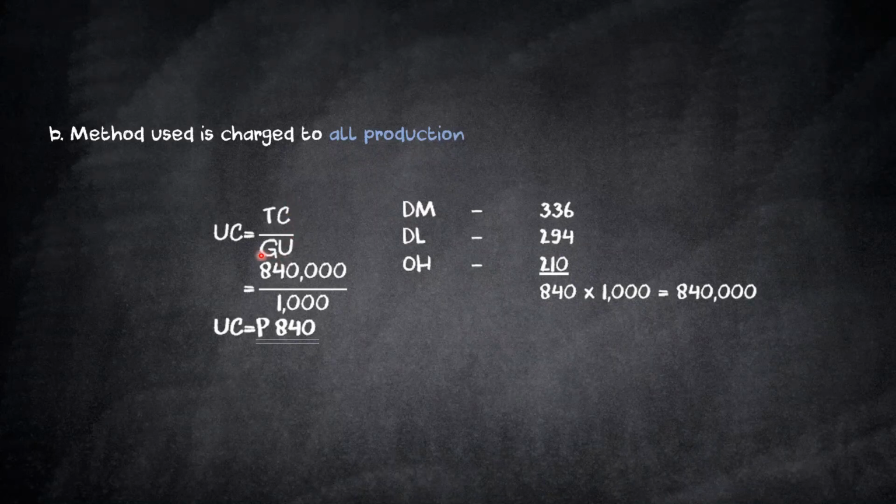So, ang 840,000 natin na total cost, i-divide lang ulit natin by our good units. Again, hindi 800 ang ating good units dahil defective lang tayo. We will get a unit cost of 840. Okay, so kung mapapansin nyo, same na naman po tayo ng ating original unit cost. Same tayo ulit sa ating original unit cost dahil, again, charge to all production. Ibig sabihin, mapa-spoiled yan, mapa-defective yan, we will get the same unit cost kapag charge to all production.